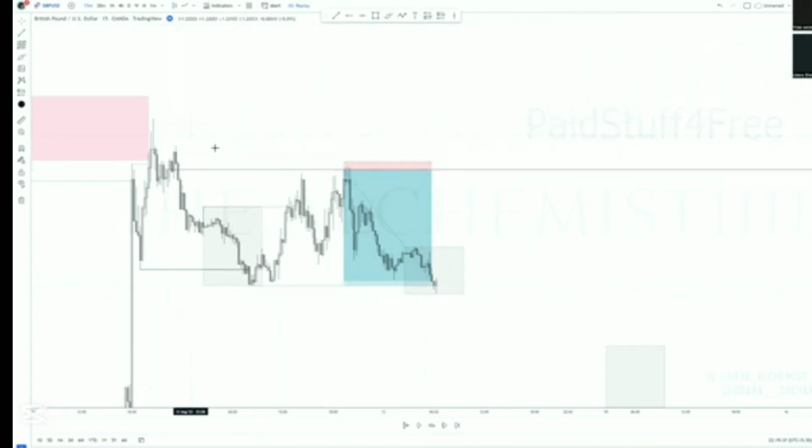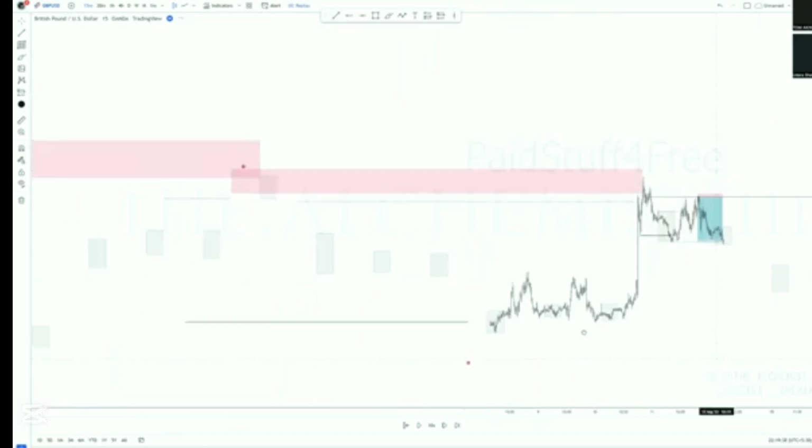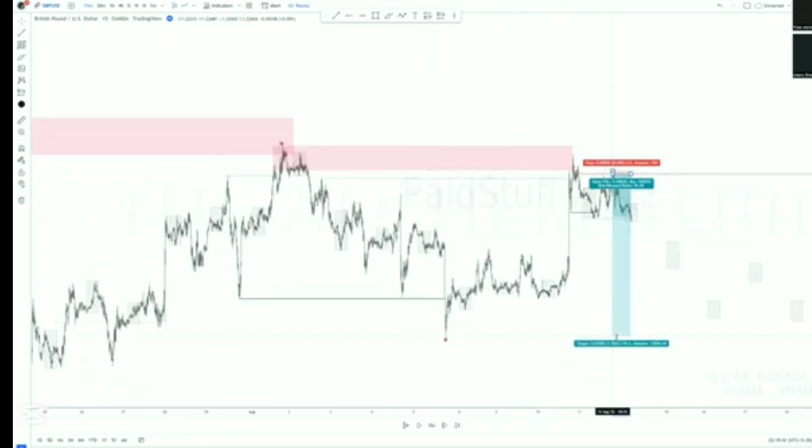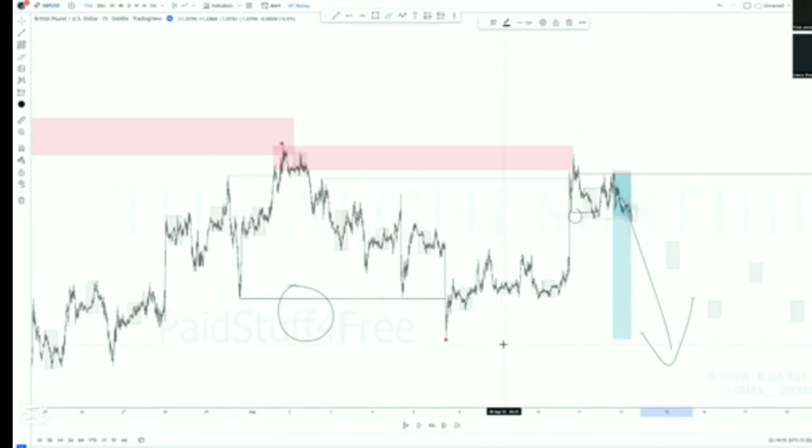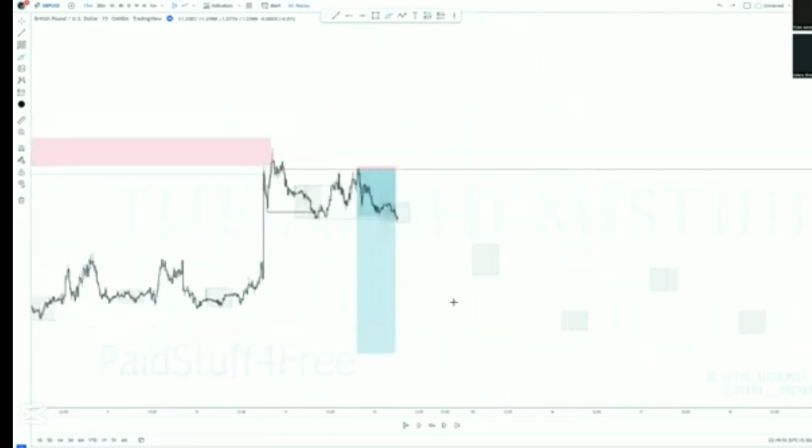You're only taking partials. Why? Then you leave a runner all the way down into this low. Why are we doing that? Major breakout structure, bearish, counter trend bearish, expansion of this range. Can you understand that? So that is what we're doing. Same exact thing.